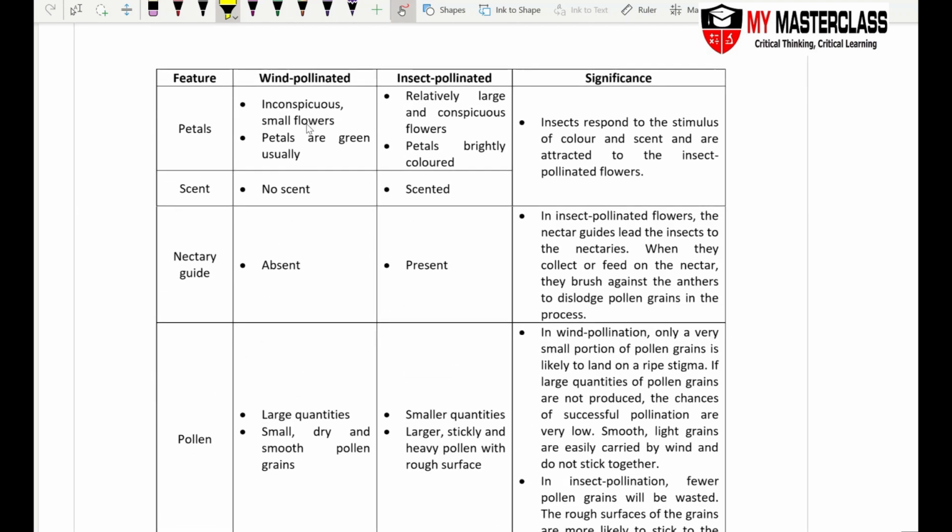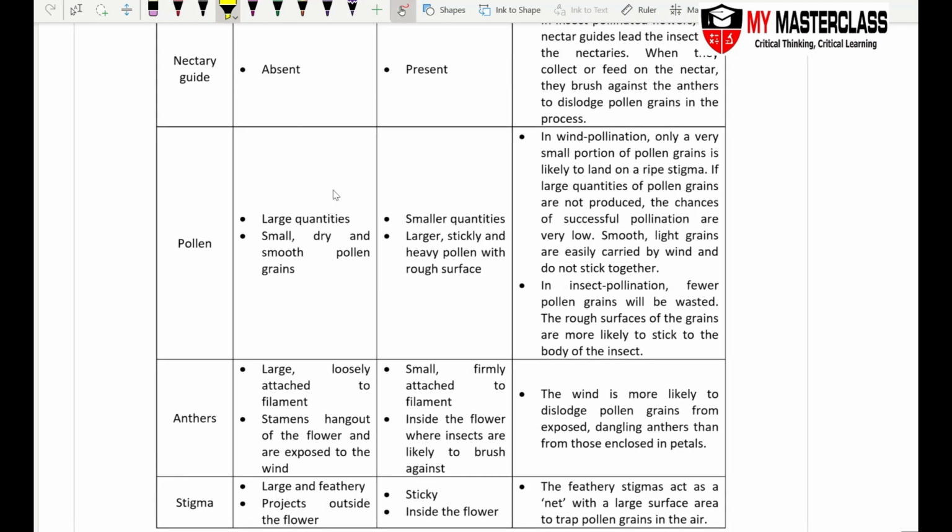Pollen for wind pollinated is in large quantities because it has to be able to fly through the air. During the process of flying through the air, that's when some of it is going to drop to the ground, to the grass fields, and it might not make it to the area that it needs to fertilize. So in order to increase the chances, you need very large quantities. Okay, small and dry in order to fly through the wind.